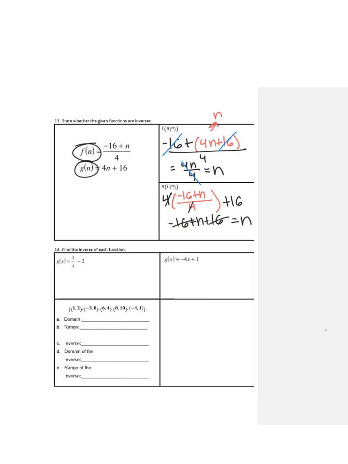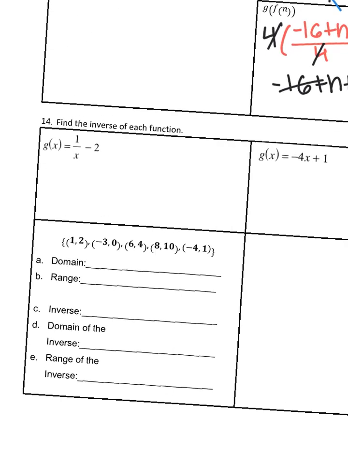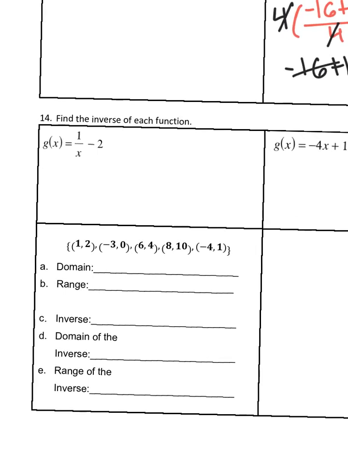Okay, for number 14, this is asking you to find the inverse. So this wants you to interchange x and y, solve for y, and simplify. Okay, so first thing, I have to put a y in my equation. Remember that g of x and y are the same thing. Then I'm going to interchange x and y and solve for y.